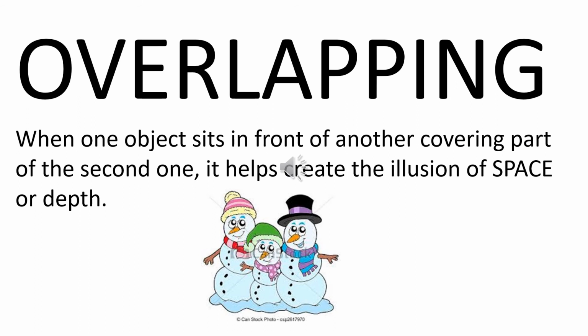We are also using overlapping in this project. Overlapping is when one object sits in front of another, covering part of the second one. It helps create the illusion of space or depth. Notice that the snowman in the black hat is in front, and we know that because we see most of the circles that create the snowman. The green hat is slightly behind the black hat, and the pink hat is even further behind that. That's overlapping.